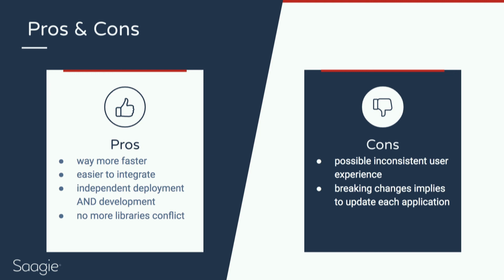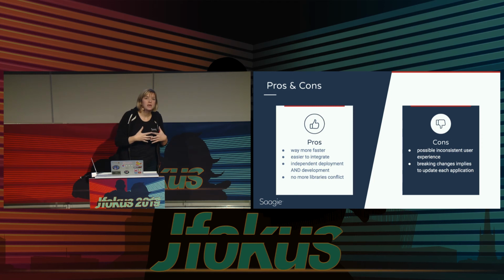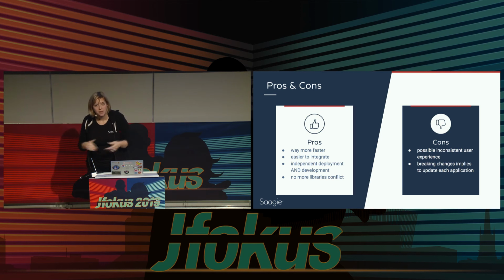Plus, we solved the libraries conflict. Because now, before upgrading my version of the Layout-as-Lib library, I'm just going to look at the version of the Saagie-ui library it's using. And if it's not the same version as I'm using, I'm going to upgrade my version to fix any possible bugs, and then upgrade my version of the library. And we're fine.